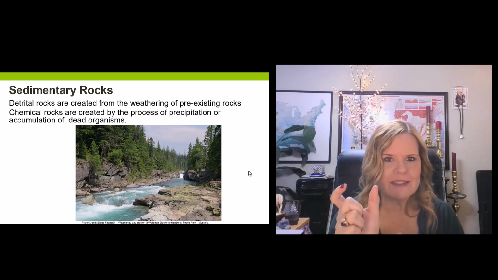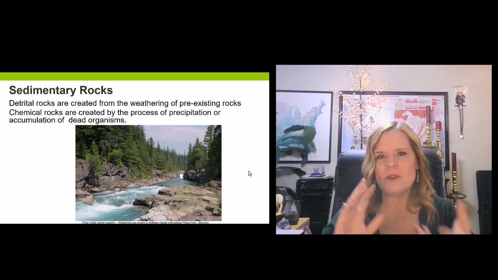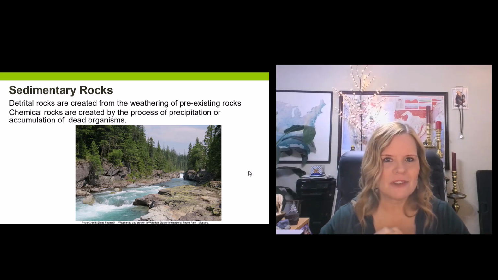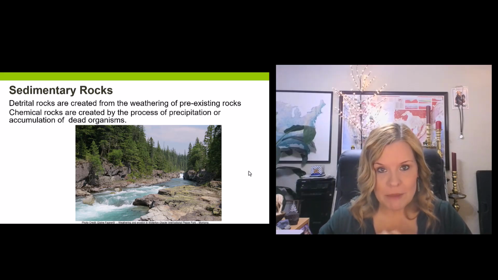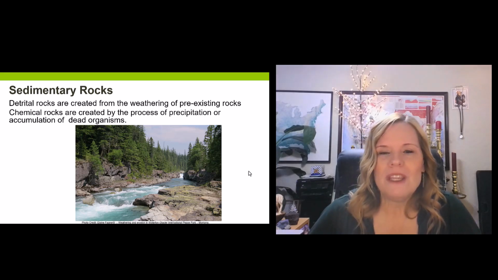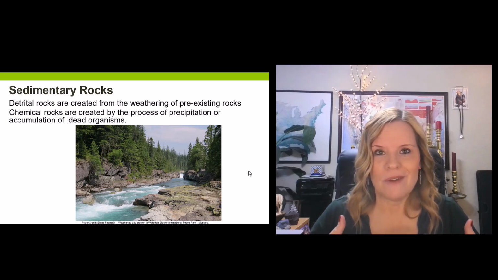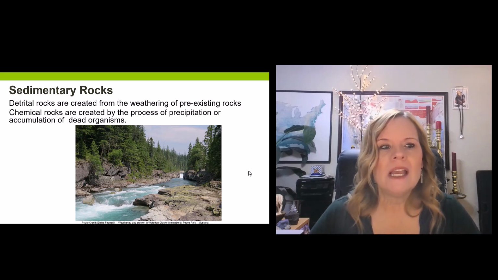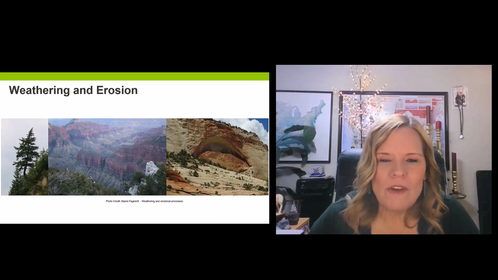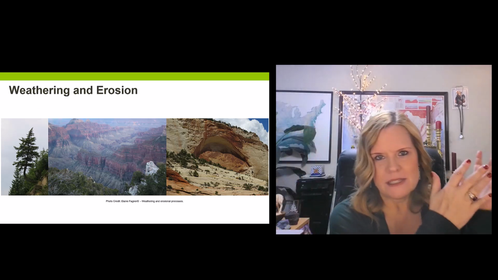The root word clast, C-L-A-S-T, refers to pieces of other material. And then there's chemical and biochemical rocks, which are derived from either chemical processes or the remains of ancient organisms, usually microscopic organisms, but can be plant matter like coal. So we refer to sedimentary rocks as those that are formed from processes of weathering and deposition and create new rocks that are deposited and then hardened. Weathering is the process of breaking down rock. Erosion is the process of moving those weathered pieces of rock material away.